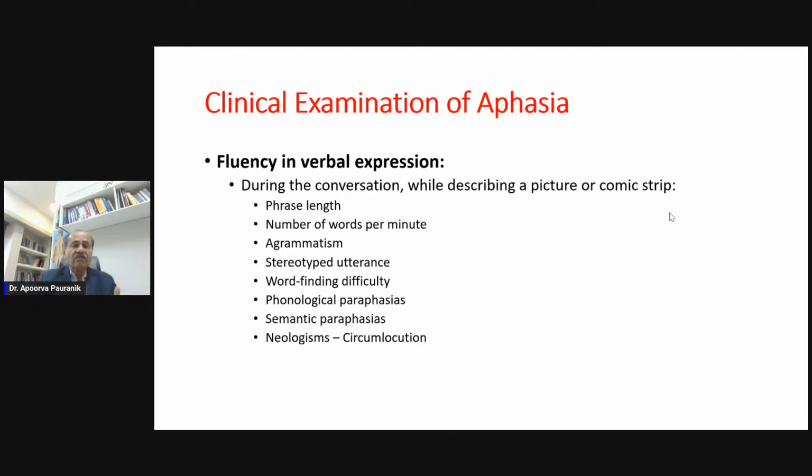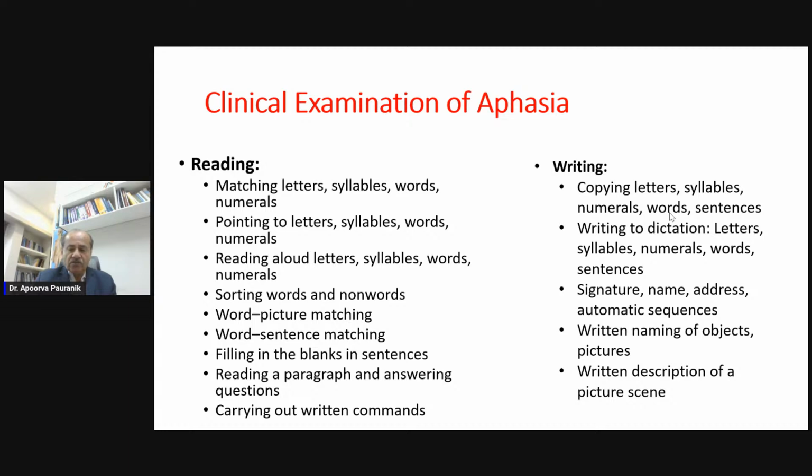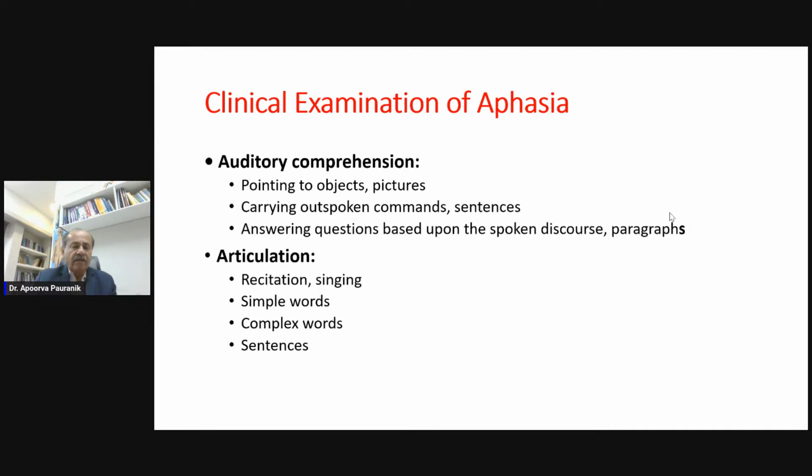Then fluency in verbal expression is a very important part of aphasia. And then repetition, naming, reading, and writing. So I will be covering these things in somewhat detail, one by one.